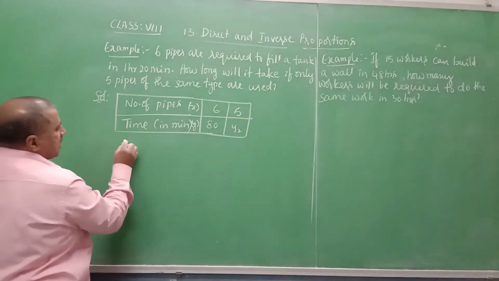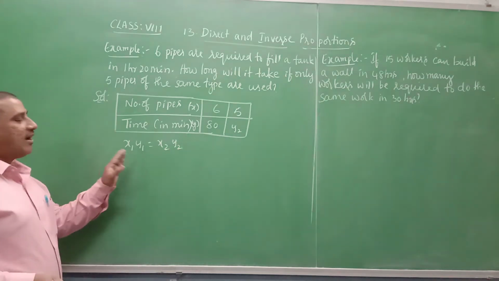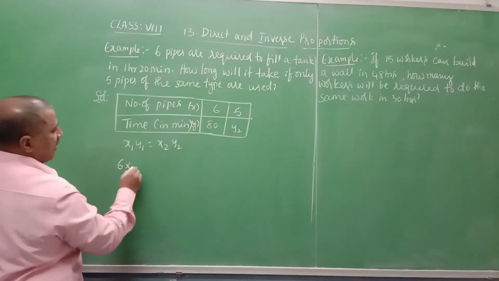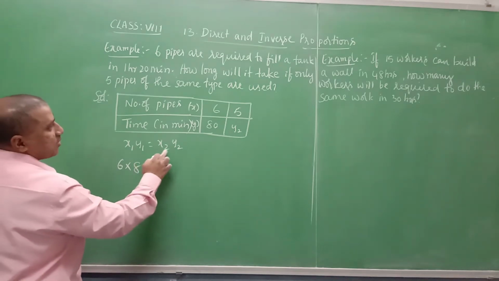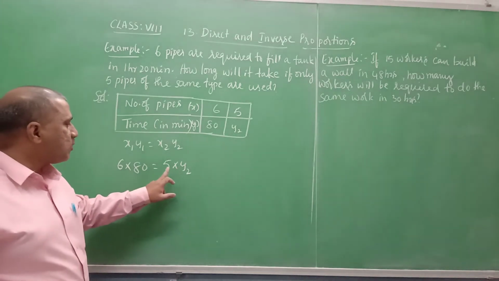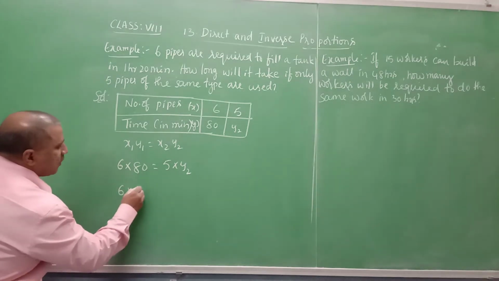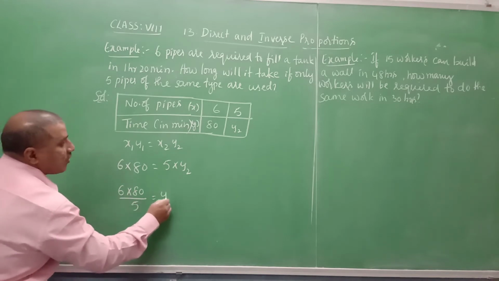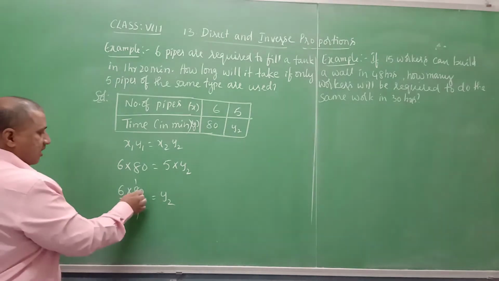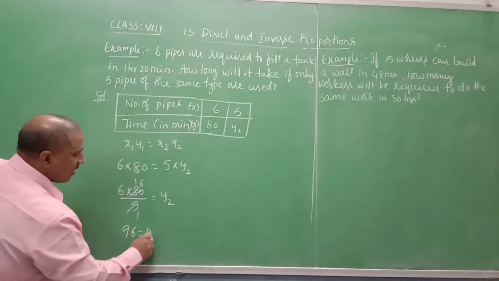It is in inverse proportion, therefore x1 into y1 is equal to x2 into y2. Now x1 is equal to 6, y1 is equal to 80, that is equal to x2 into y2, x2 is 5 into y2. Now we have to find y2. To find y2, transpose 5 to the LHS, it divides as here it is multiplying. Therefore we get 6 into 80 divided by 5 is equal to y2. That gives 16, and 16 into 6 is 96, so 96 minutes.